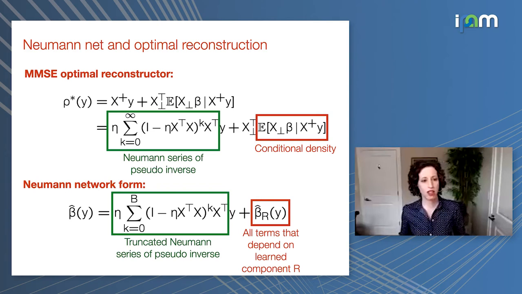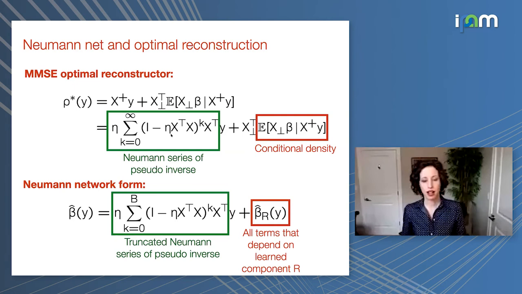Another nice feature of this Neumann network is that we can connect it with this minimum mean squared error optimal reconstruction method that I talked about before. So remember, we said rho star corresponded to the best possible mapping from observations y to an estimate beta hat, and that it had this form that I have on the top line. Well, what I can do is rewrite this expression where I take the pseudo inverse in the first term and expand it using a Neumann series.